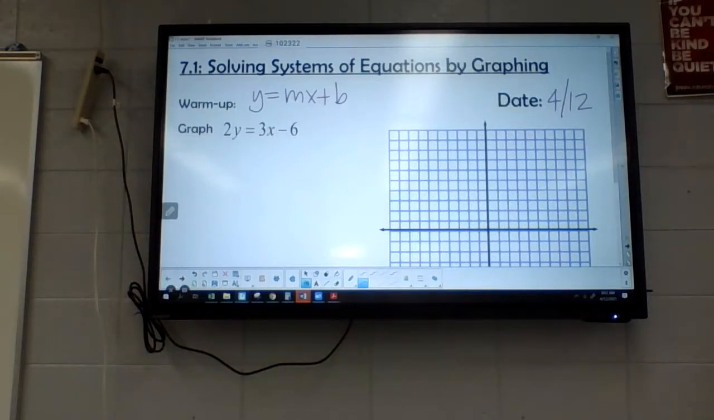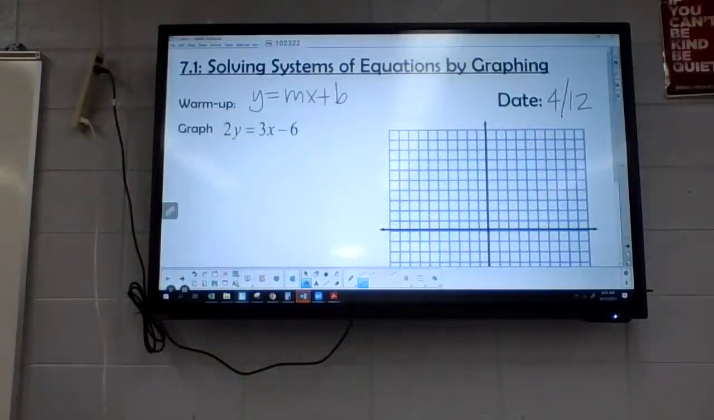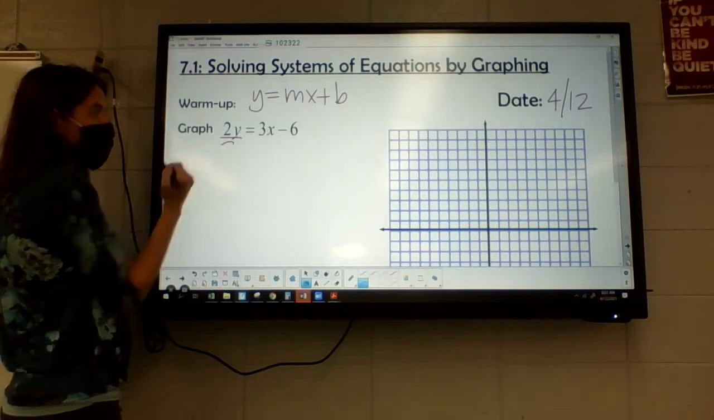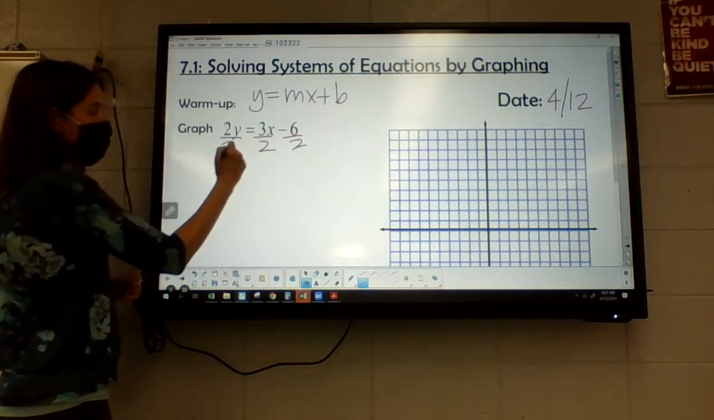And 2 is doing what to y? Right now, what's the 2 doing to the y? Multiplying. So instead, we're going to divide. So we're going to get rid of this 2 by dividing by 2. But that means I have to divide these 2 as well by 2.